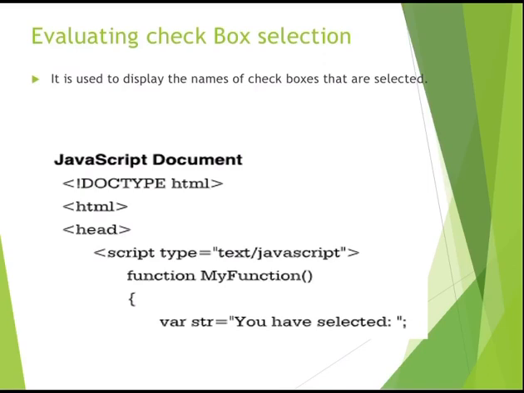Okay, this one is evaluating your checkbox selection. So what are we going to do over here? We are going to take a checkbox and select one or two items from it, and we'll retrieve those checked items and display them in the alert box. We'll take one variable and display it in the output. It is a simple technique to display the names of checkboxes that are selected. So let's see the output first, then we'll go to code.